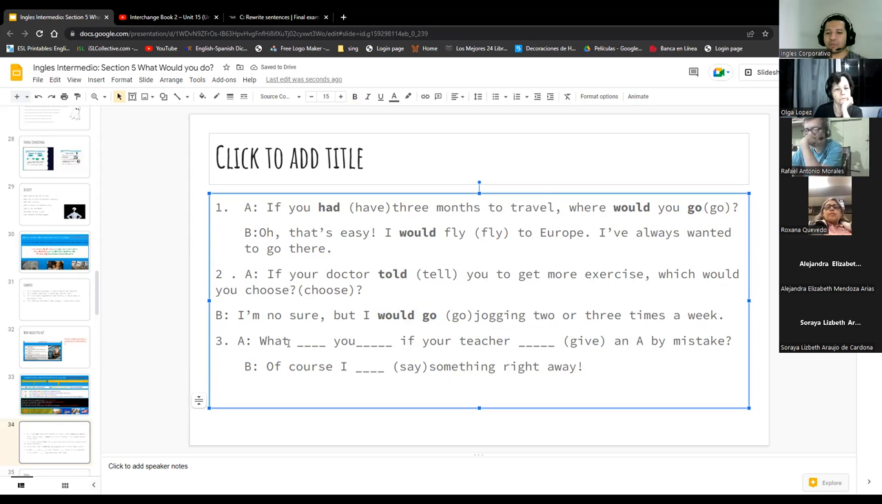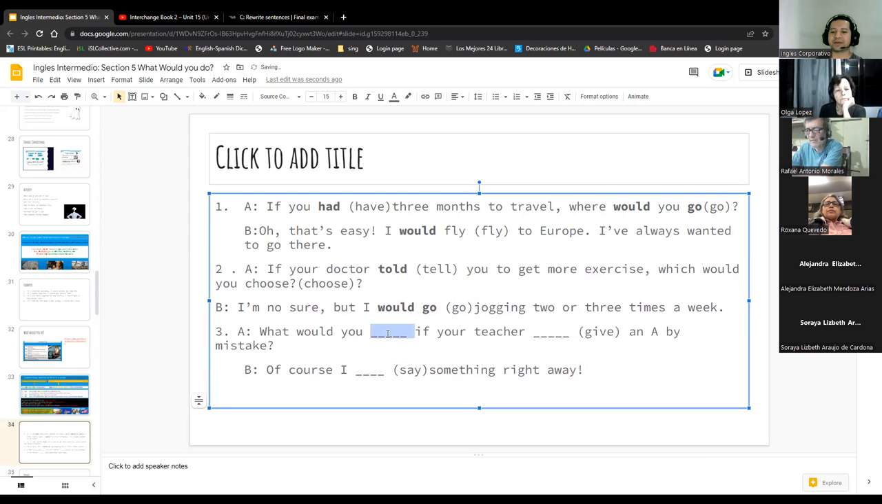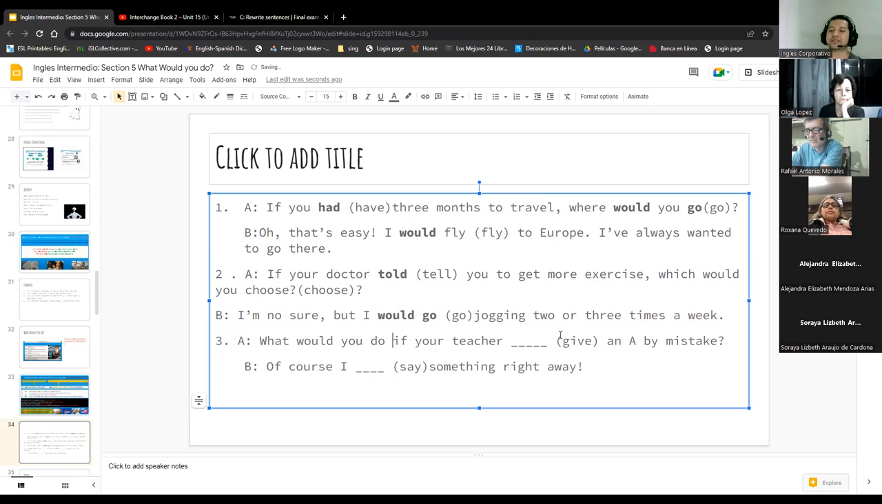La tres dice, what you if your teacher give an A by mistake? Aquí tal vez le faltaría el do, ¿verdad? Entre paréntesis. What would you do? What would you do, right? Do. Vamos aquí a separar. What would you do if your teacher? Teacher.